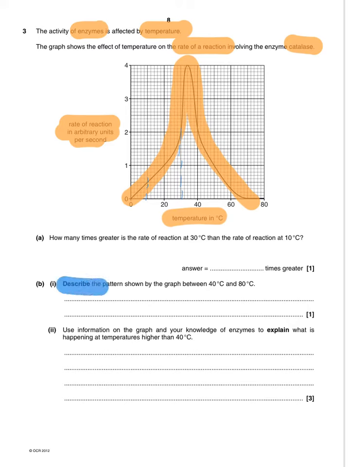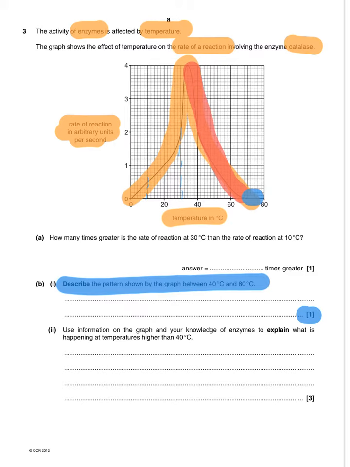Next one, describe the pattern shown by the graph between 40 degrees and 80 degrees. Well, that's straightforward. Although you probably want to say two things. So, from 40 to about 70, it decreases. But make sure you don't just say it decreases. And then after 70, between 70 and 80, the rate of reaction is zero essentially. So you want to be explaining it in two stages, even though it's only worth one mark.